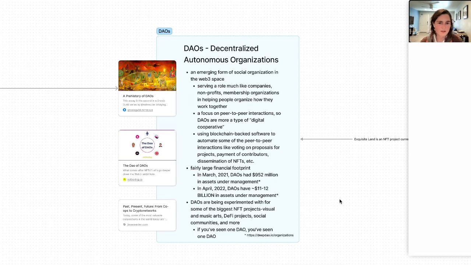Then I have some numbers in here about the financial footprint of DAOs from an organization recently showing between 11 and 12 billion dollars of assets under management. So it's not some small number, and that includes DeFi organizations. It includes NFT projects, social communities. It's basically anything you can think of in the space, and they're probably liberal with the definition of DAO. And the last thing I'll note is, if you've seen one DAO, you've seen one DAO. It's just like companies or organizations. They all look different. They all structure themselves differently. There's no legal definition of what they are.